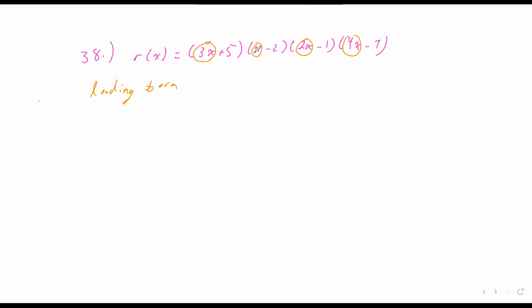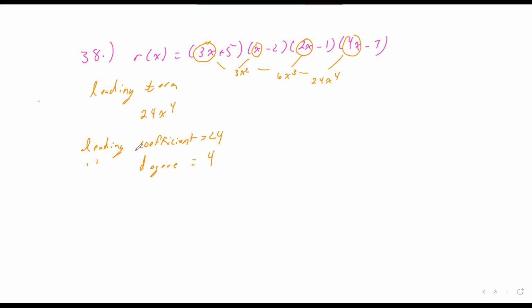So 3x times x gives me 3x squared. 3x squared times 2x gives me 6x cubed. And then 6x cubed times 4x gives me 24x to the fourth. So 24x to the fourth will be your leading term. And since that's the only thing it's asking, there you go. Then from there, just ask what is the leading coefficient. The leading coefficient would just be 24. And the degree would just be 4, which is the highest exponent.